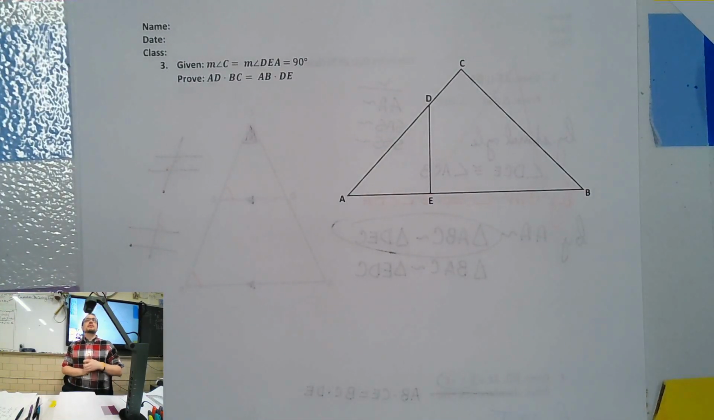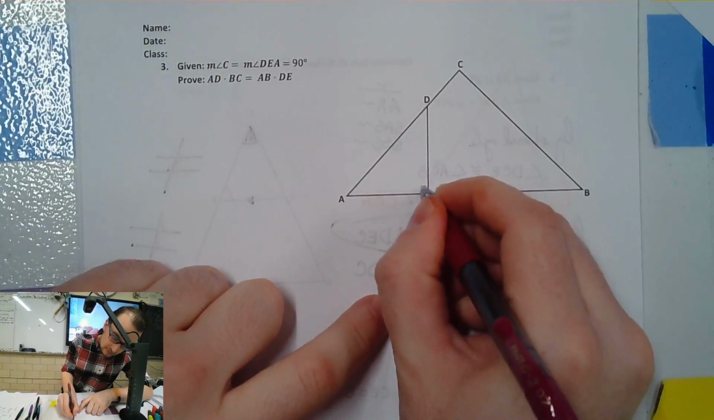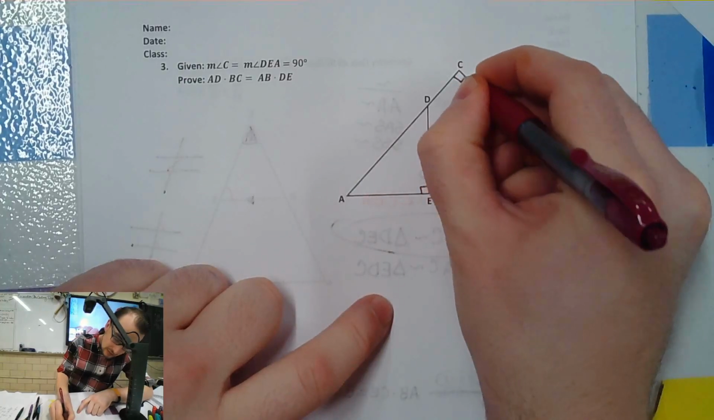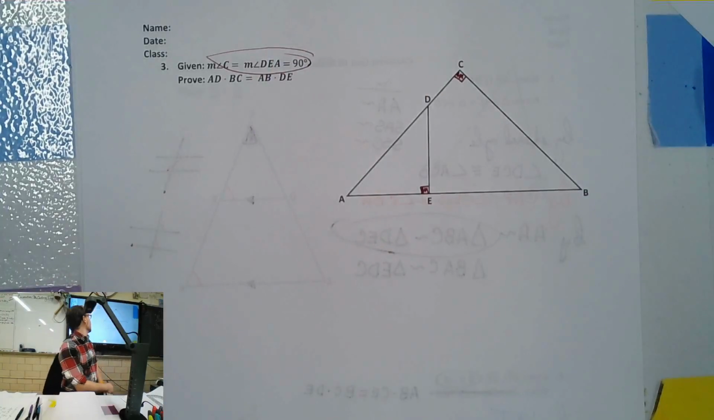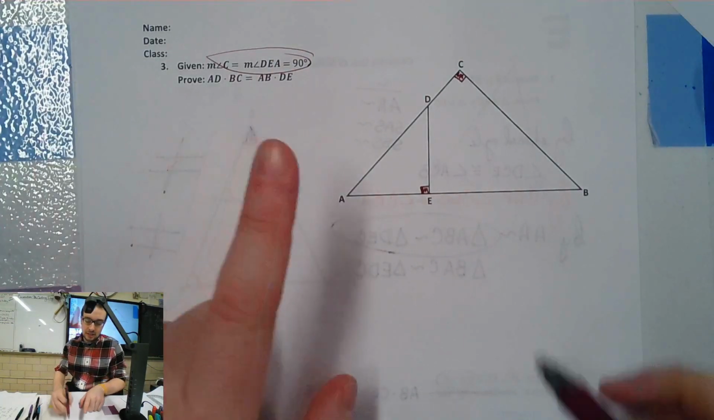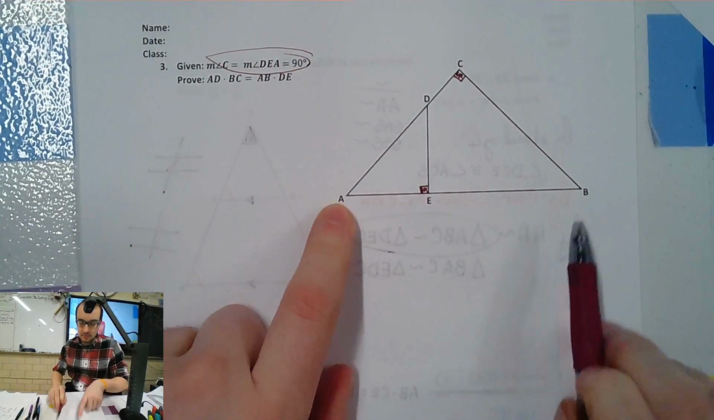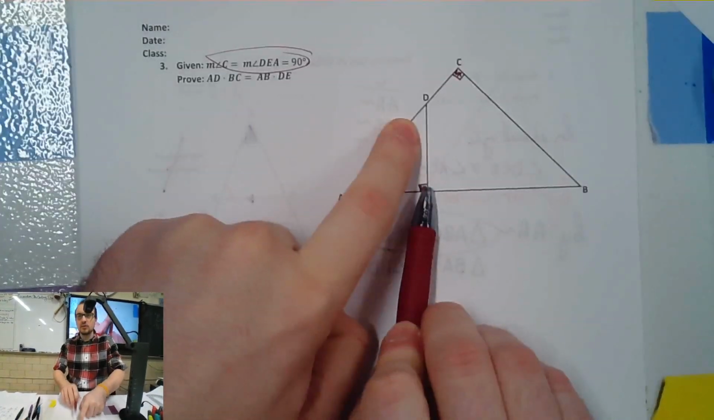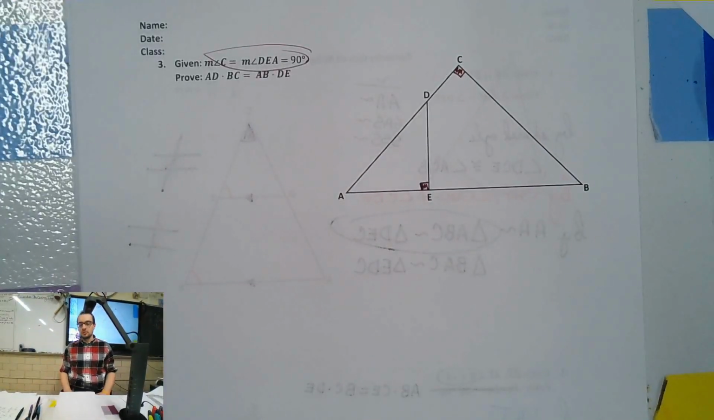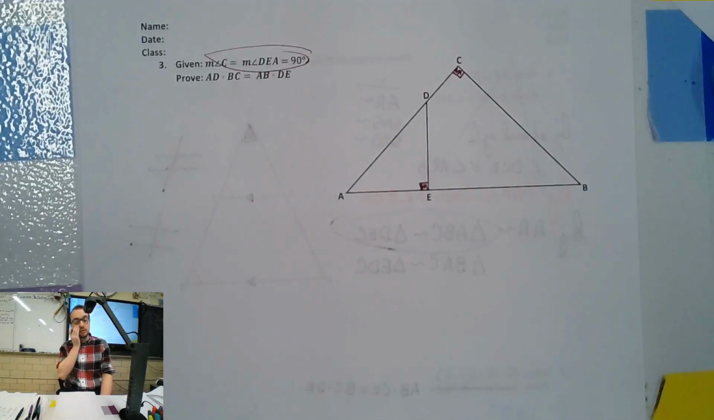Number 3. How do we feel about the first two? Feeling great, feeling frosty? Fantastic. All right, this one. Measure of angle C and DEA are both 90. So that's a 90. That's a 90. What that means, and again, we want to relate the parts. Well, which parts? AD and BC. We want to relate AB and DE. Cool, so these are the two triangles I've got to get similar, right? The only two triangles in the diagram, the huge one and the smaller one. So, what do you see?